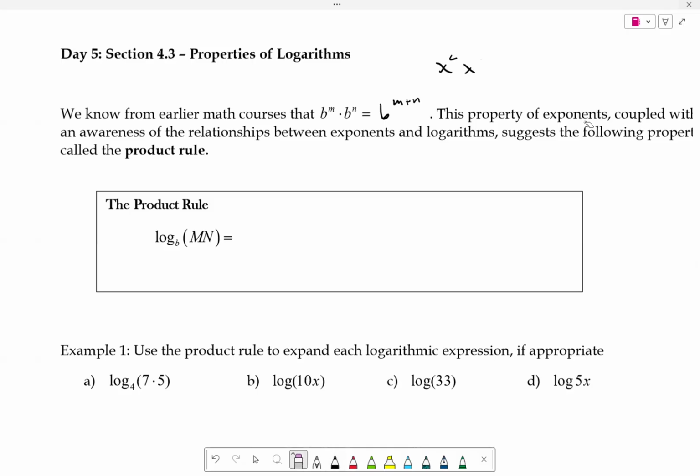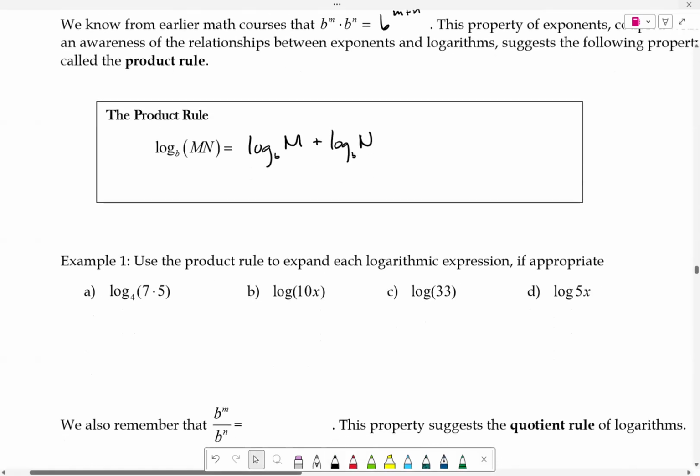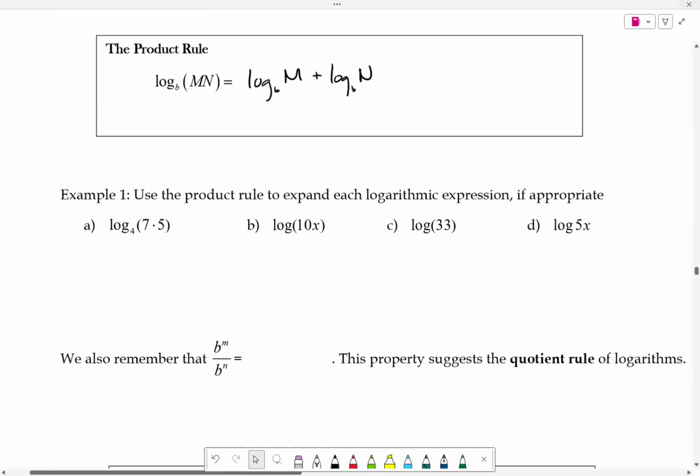Property of exponents. So it may not surprise you that when we talk about logarithms, there is a similar property that would say if you have log base b of a product, then this would be equal to log base b of m plus log base b of n. That's property number one, called the product rule. So go ahead and use that on these four and see if you could expand each logarithm.